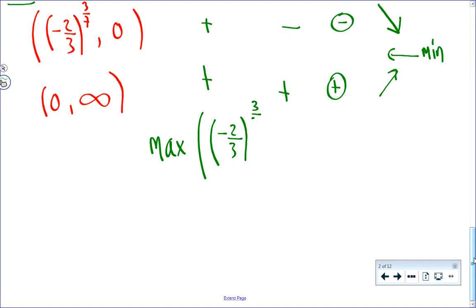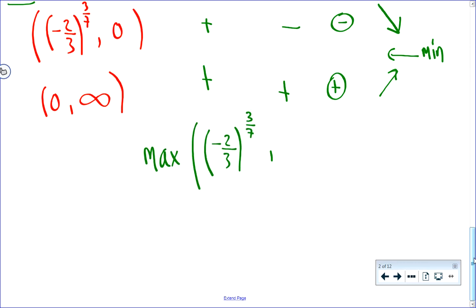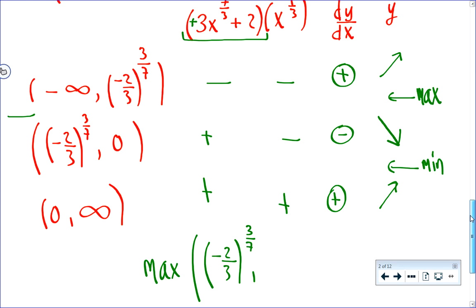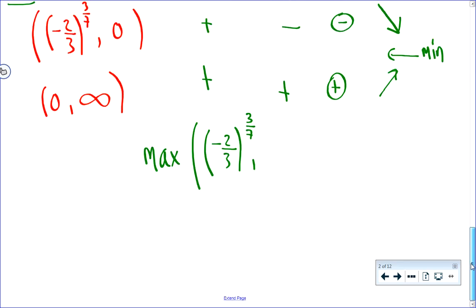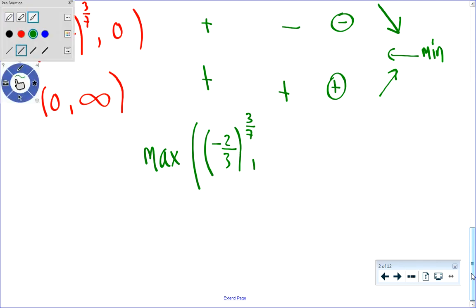Raised to the 3/7. The x coordinate of the maximum is the critical point, and the critical point is negative 2/3 raised to the 3/7. Comma, you know what, I don't really care. I think as an exercise, it would be useful for you to determine that value, but I'm going to talk about that in a second.